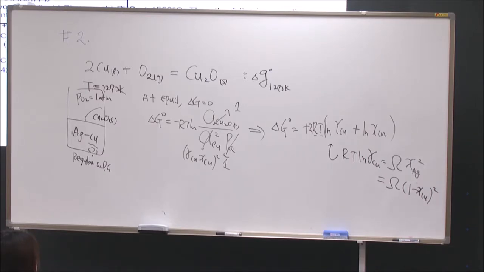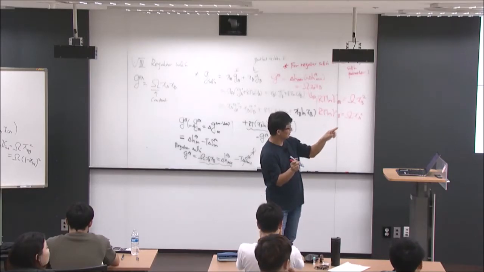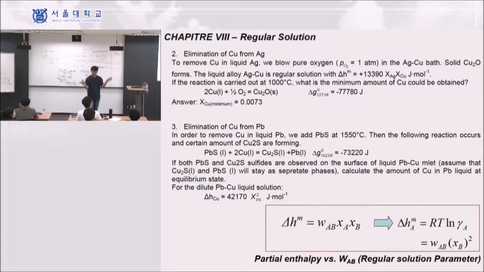If both PbS and Cu2S sulfide are on the surface of liquid Pb and Cu, assume that these two, Cu2S liquid and PbS liquid, stay as separate phases. So this is one piece of information you have to be very careful about. Each of Cu2S and PbS is a solution, but we assume that these always stay as separate phases. So it means the activity of Cu2S and the activity of PbS are both equal to 1, because they are separate liquid phases. Okay? So it's not a chemical solution, it's a separate phase. Okay? So calculate the amount of copper in the lead, in the liquid at the equilibrium state.